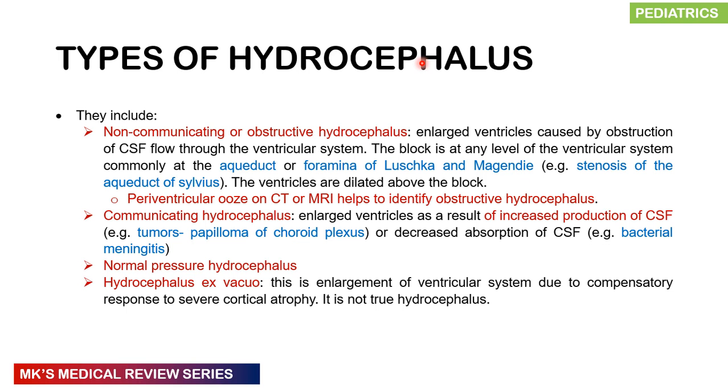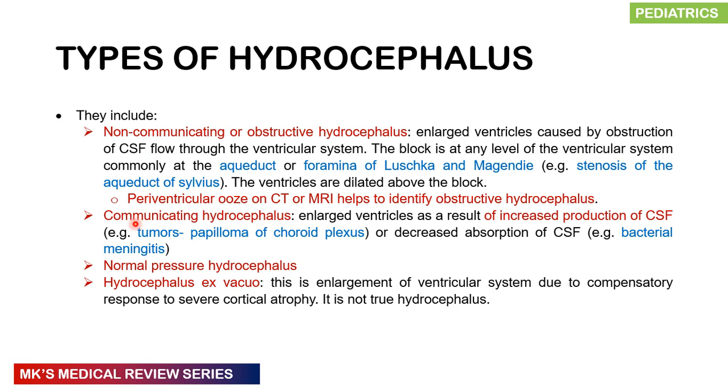Now, what are the types of hydrocephalus? We can group them into non-communicating, or referred to as obstructive, versus communicating, which is referred to as non-obstructive. Now, you may also have other types of hydrocephalus, known as normal pressure hydrocephalus, as well as hydrocephalus ex vacuo. This is where you have enlargement of the ventricular system, but it's a compensatory response to atrophy that's happening in the cortex. This is actually not even a true form of hydrocephalus.